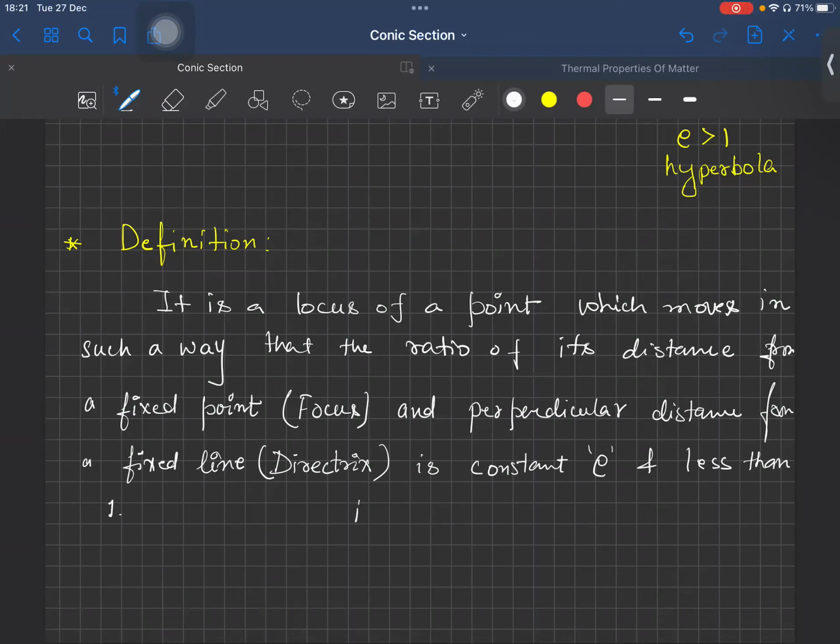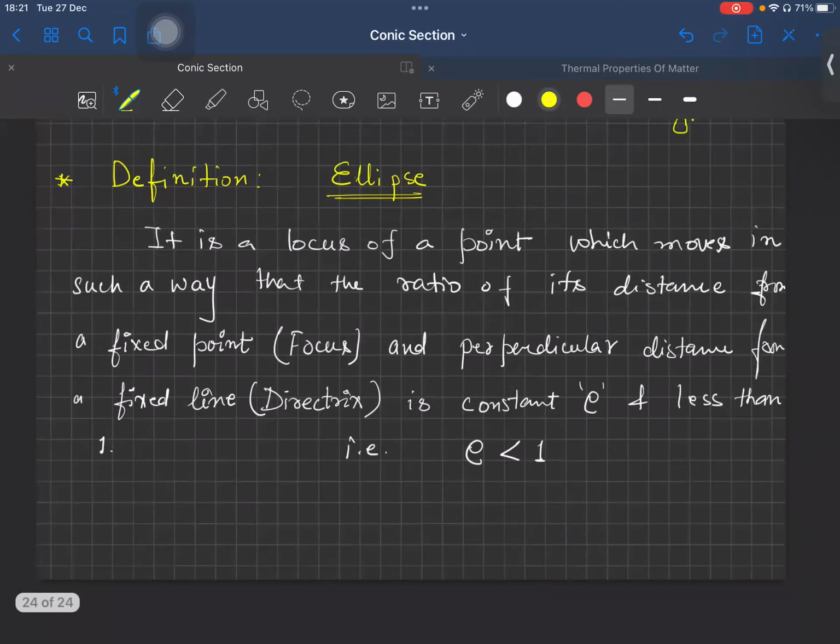That means eccentricity is less than 1. Then we call it an ellipse. Understood? Understood or not?